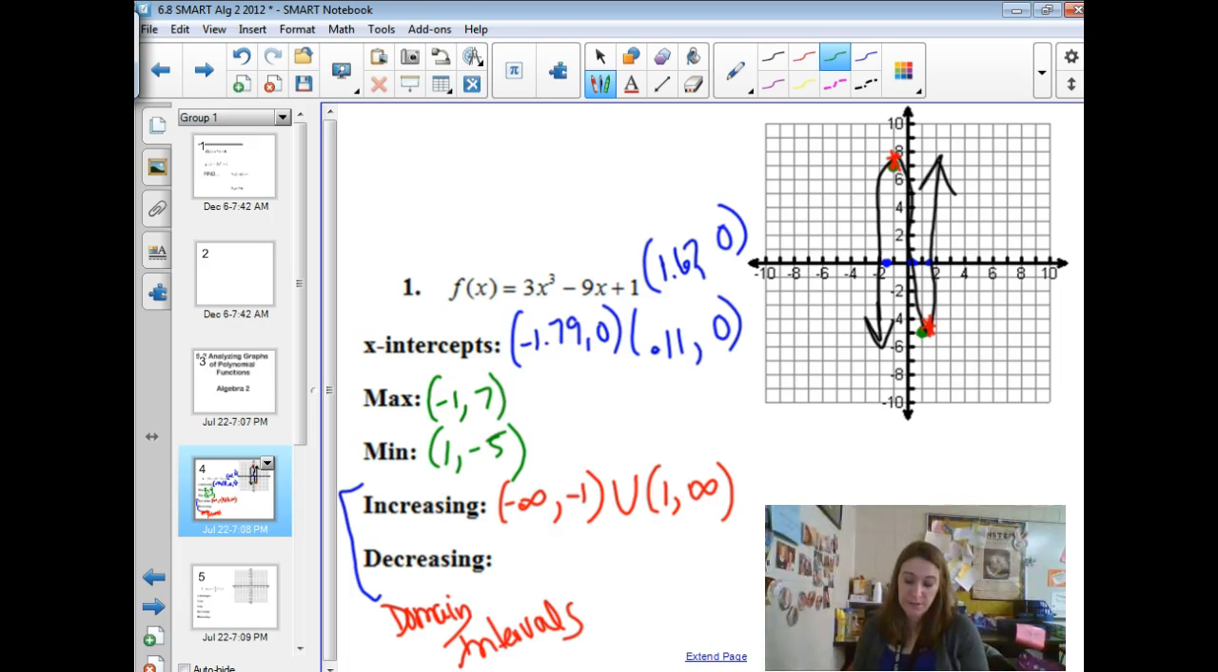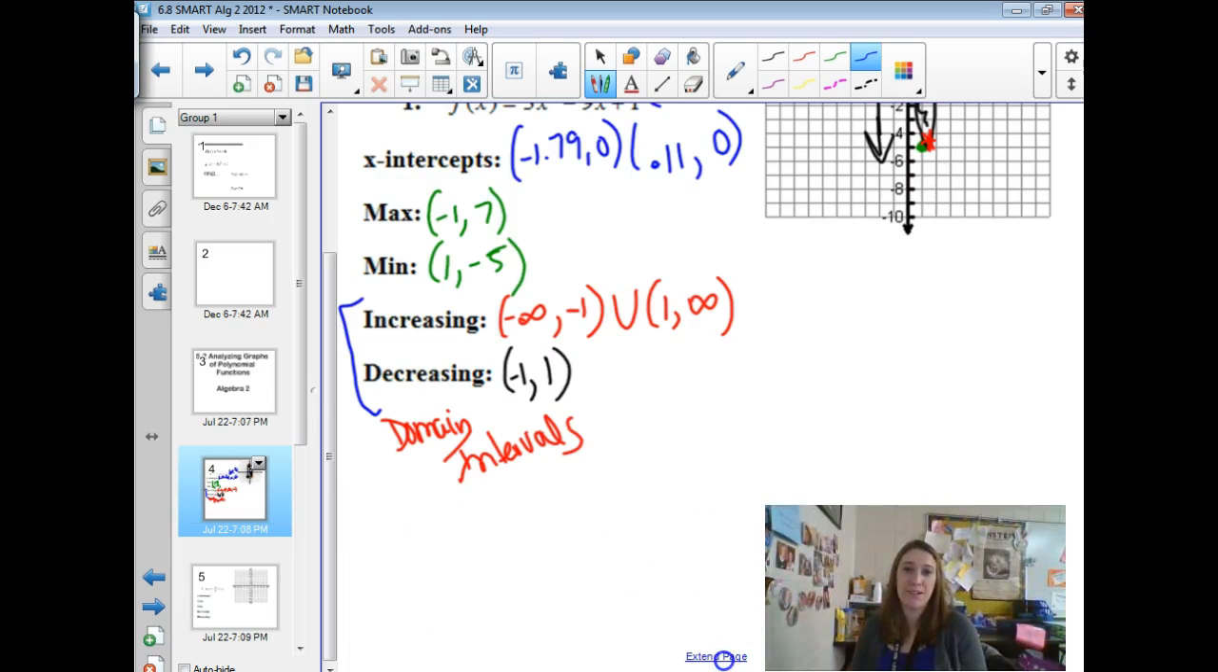The decreasing interval is a little easier, because that was just the chunk, remember, right here in the middle of it. So it is decreasing from x equals negative 1 to x equals 1. And again, you can't use brackets here, negative 1 to 1. Because at negative 1 and 1 on the domain, that's that flat part of the roller coaster where they're not going anywhere. They're just at the top or the bottom of the curve. Okay. So for me, I think the increasing and decreasing interval is the hardest part for children.